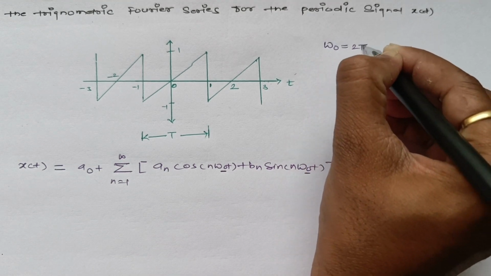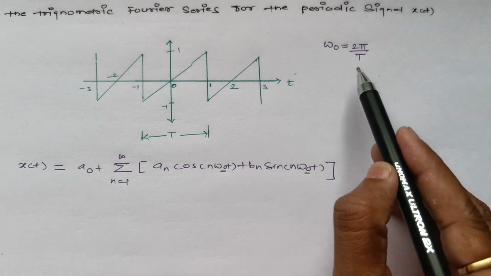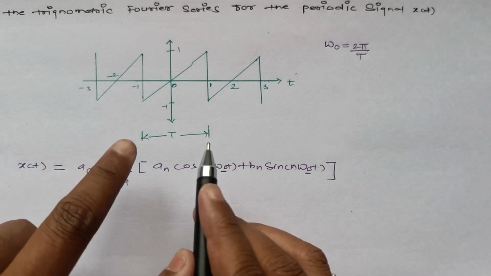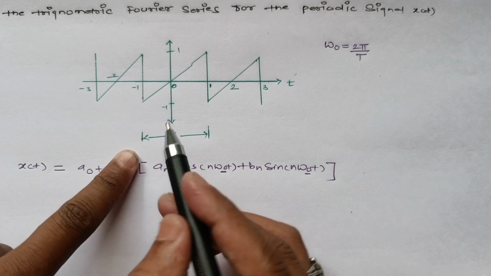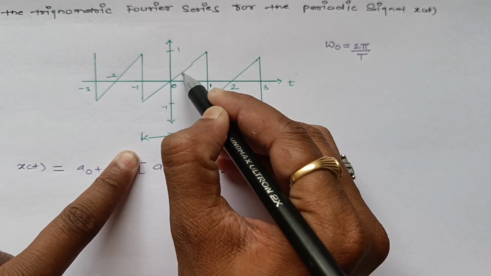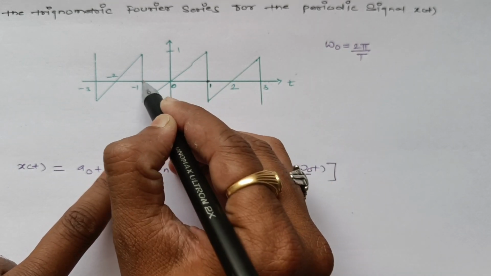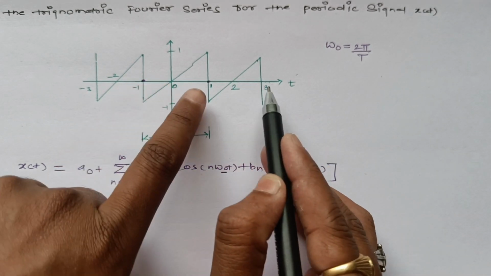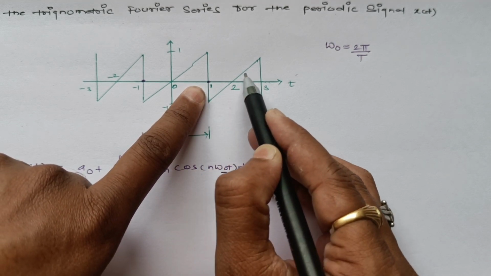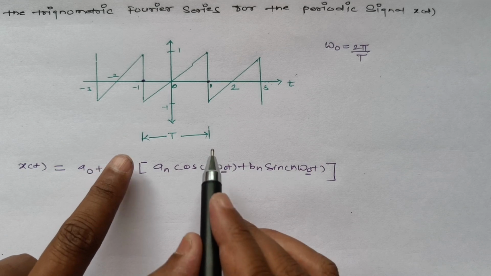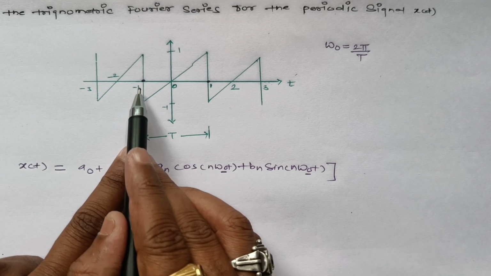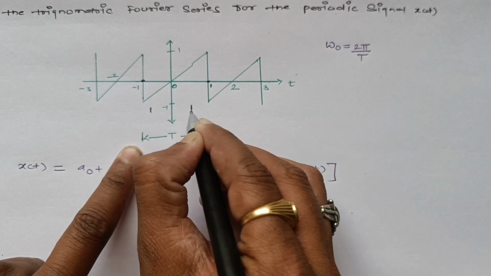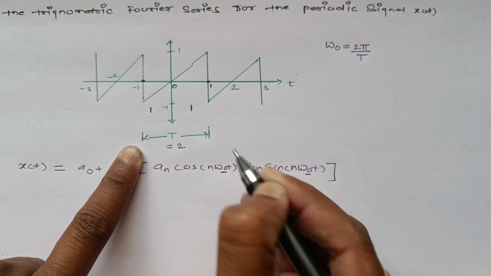Now to find omega naught, we have a standard formula. Omega naught will be 2 pi by T, where T is nothing but the fundamental period, which we can also call the repetitive period. In this case, if I start from -1, we'll be getting a shape like this and it terminates on this particular term. That means the signal repeats itself after every duration of this much time. Even if I see for this one, it is starting from 1, then we have a slope, again it ends at 3. So the fundamental duration T will be from -1 to 0, it will be 1 second, and from 0 to 1 it will be 1 second. So the total duration will be 2 seconds.